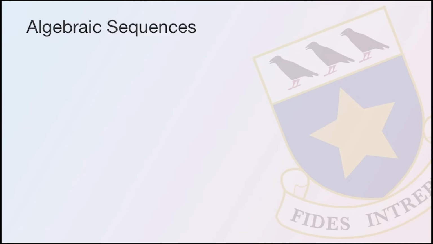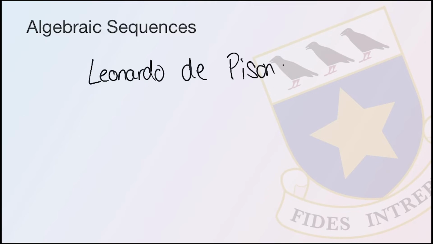Now what we're going to go on to today is we're going to be looking at algebra, and specifically we're going to be looking at sequences with algebra. Now I'm going to start by introducing a man called Leonardo da Pisano. This is a famous mathematician. You may not have heard of him by this name, but you will have heard of him by his more famous name, which is Fibonacci. And that is who we're going to be looking at today.